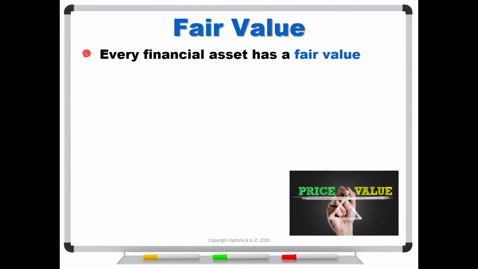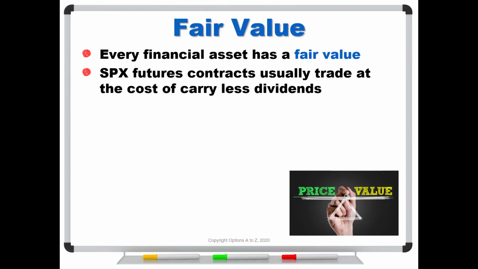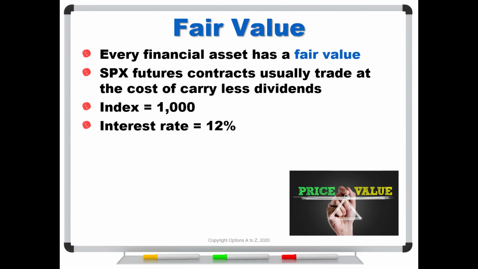When it comes to the S&P 500, the futures contracts usually trade at what's called the cost of carry minus the dividends. So to make the example easy, let's say that the index is trading for a nice round number of 1,000. Let's also assume that the interest rates are 12%. I know they're nowhere near that, but I'm doing this to make it a nice round number of 1% per month, again to make the calculations easy. Well, based on this information, a 3-month futures contract should trade for $1,003. That's because the cost of carry is 1% per month.